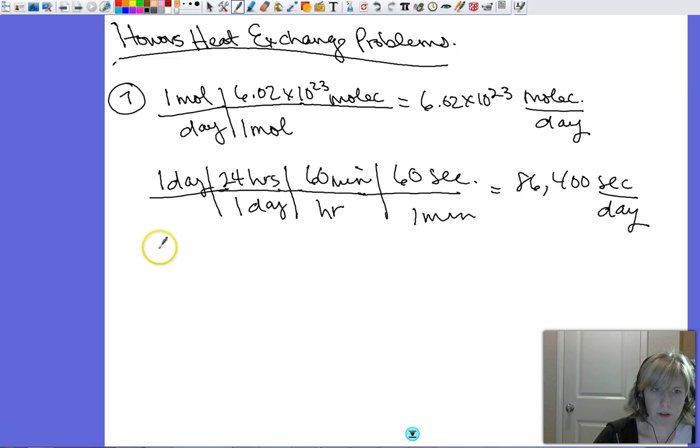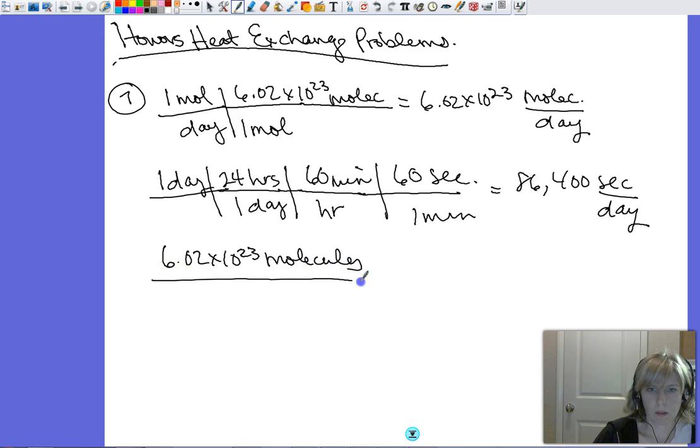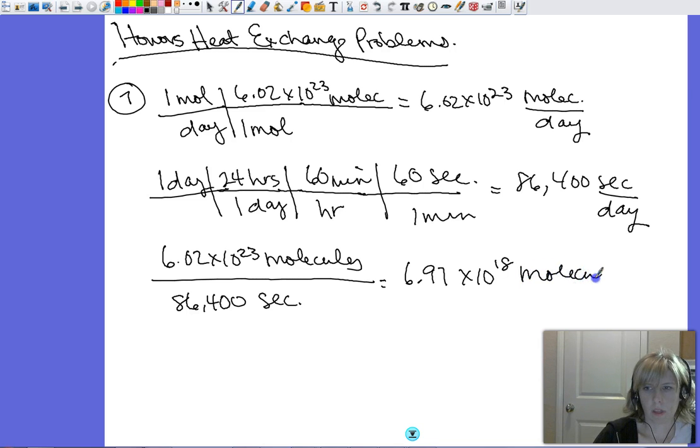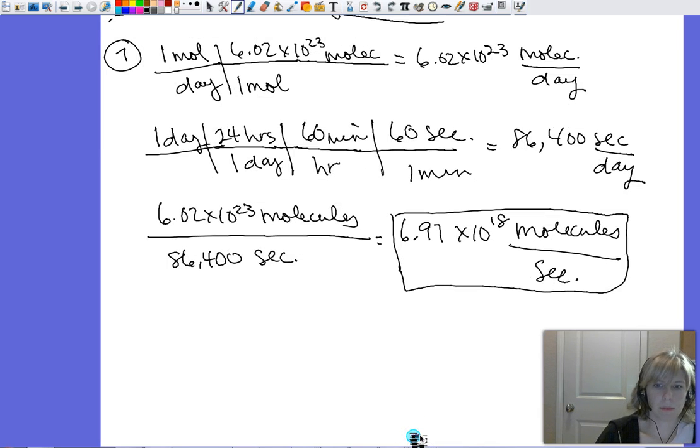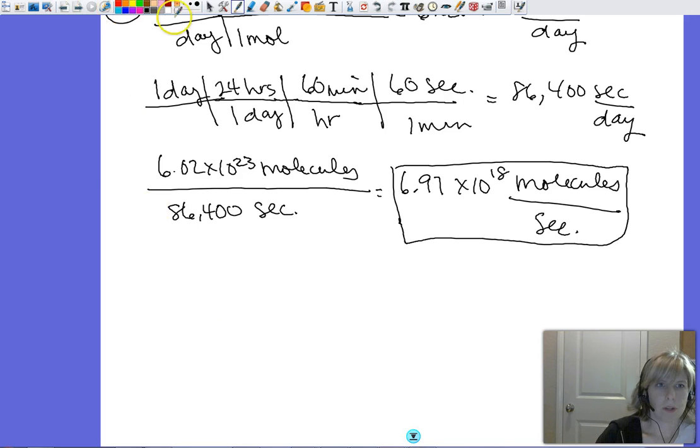Alright, so once we have that information, all we have to do is divide our molecules by our seconds. So we get 6.02 times 10 to the 23rd molecules divided by 86,400 seconds, and it puts nearly no dent in it. We have 6.97 times 10 to the 18th molecules evaporating every second. Alright, so that was probably a pretty easy one for you. It's bringing back a little bit of your Unit 1 conversions.